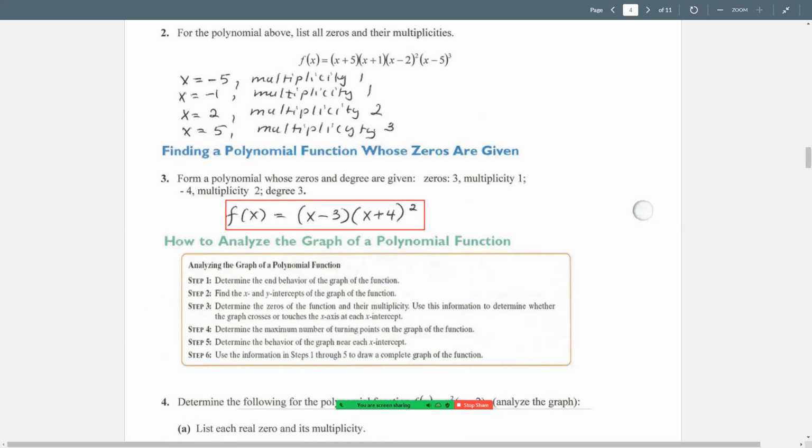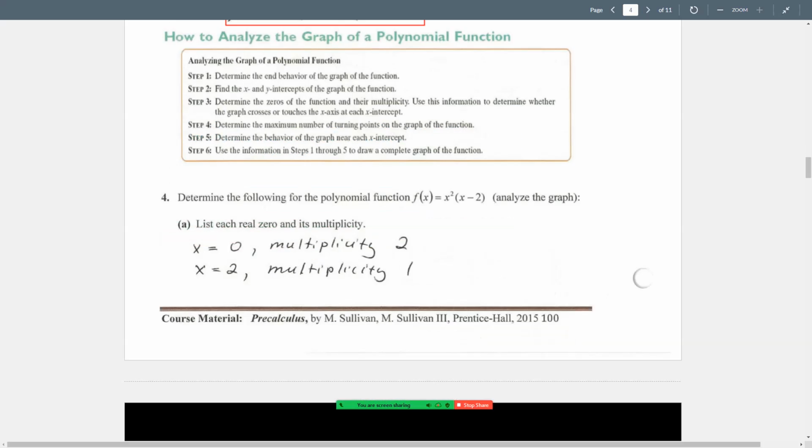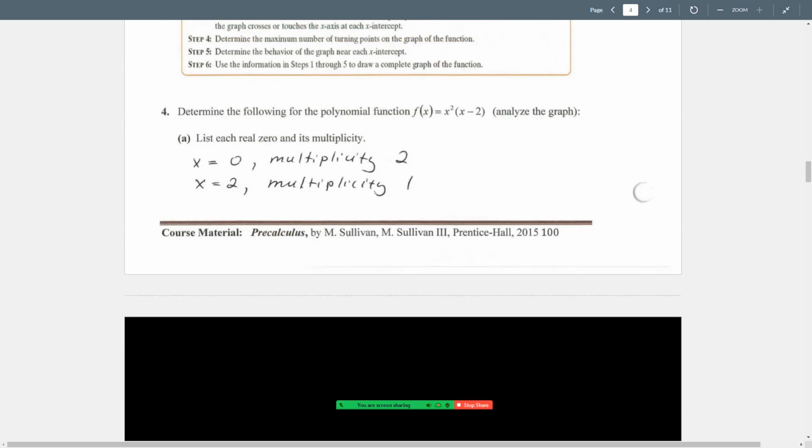So basically, I don't need to write it, right? And then I have negative 4 with the multiplicity of 2, so it'll be x plus 4 to the 2, real simple, or squared, whatever. And I can tell this is degree 3 because this is degree 1, this is degree 2, 1 plus 2 is 3. There are 3 degrees. Told y'all it wasn't too bad.